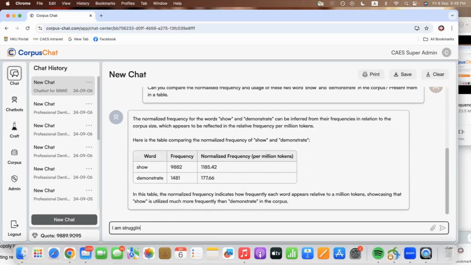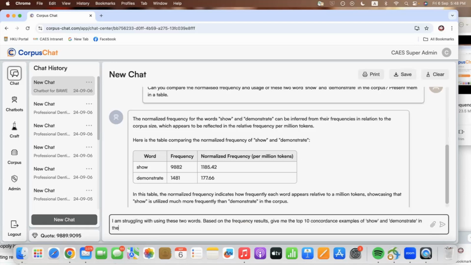I'm struggling, let's say, okay, sometimes you can be more human. I'm struggling with using these two words. So based on the frequency results, give me the top 10 concordance examples of show and demonstrate in the corpus. Okay, always highlight and indicate in the corpus. Present them in a keyword in context table. That makes it easier and clearer for you.